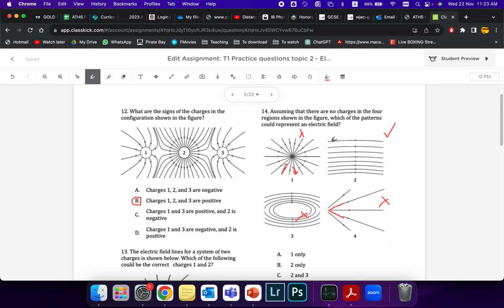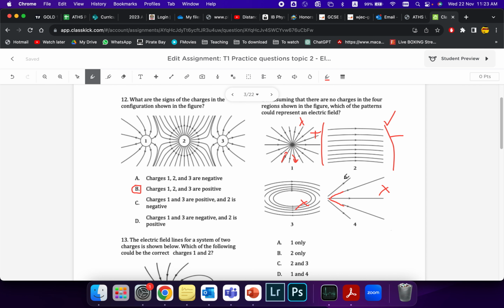The best one will be this one here. So we would have maybe a plus on this side and a minus on that side. That's how this one would work. So 2 is good for us.